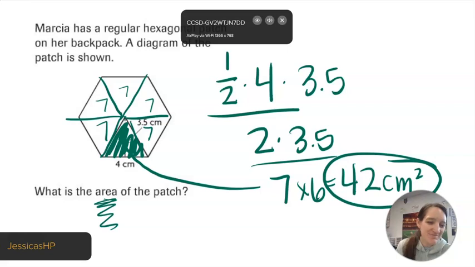Kick some butt, have fun. Just follow the formula, find the triangle, and then times by how many triangles there are in that regular polygon. Good luck.